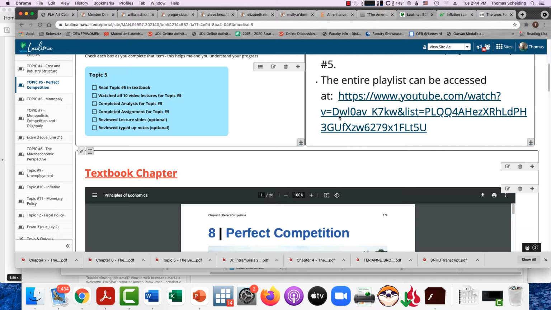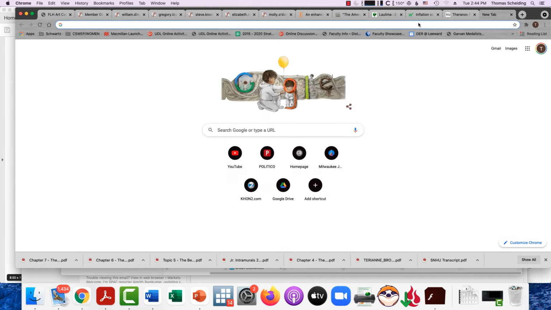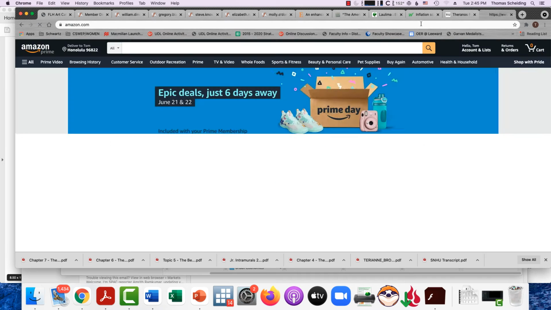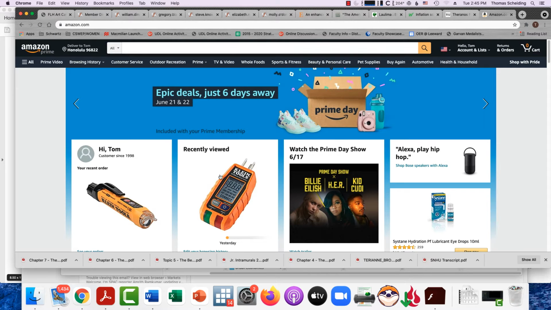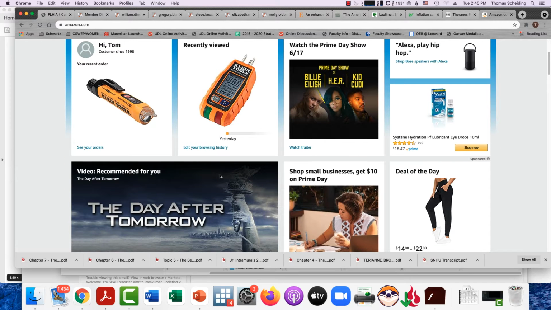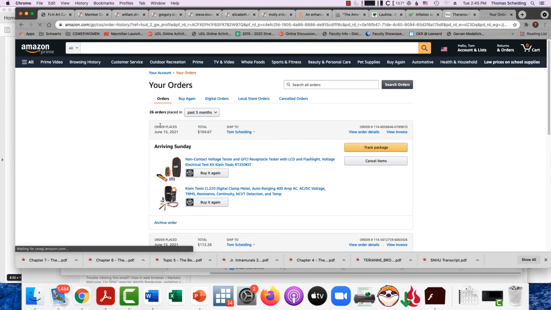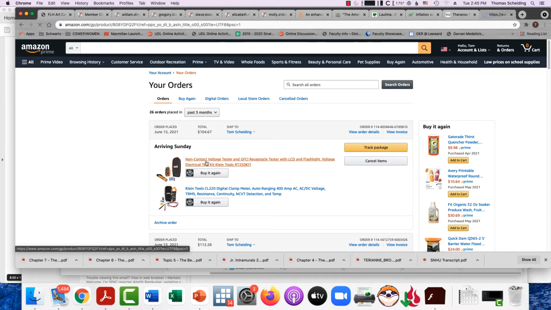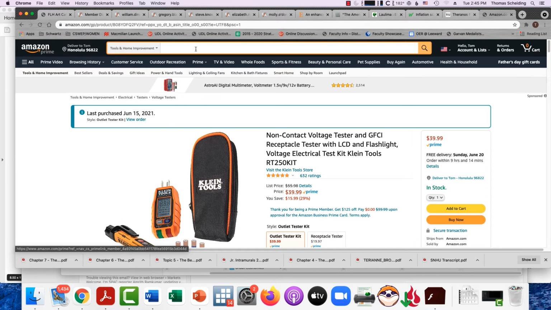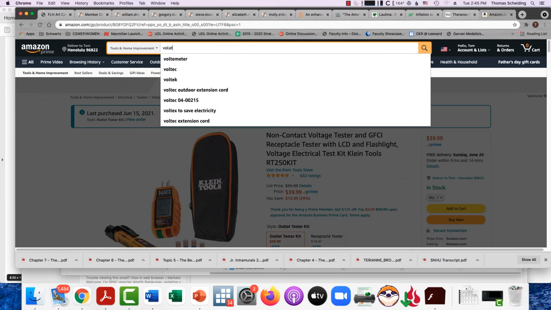The best example I can think of for something like perfect competition is if you go down to Amazon and you type in that you're looking for a flashlight. Let's just do this kind of simple experiment here. Or hey, even here. I was doing electrical work on my house, and I was looking for a voltage tester. Let's just look at this. Voltage tester. Sorry, let's just type it in this way. This is the one I bought.